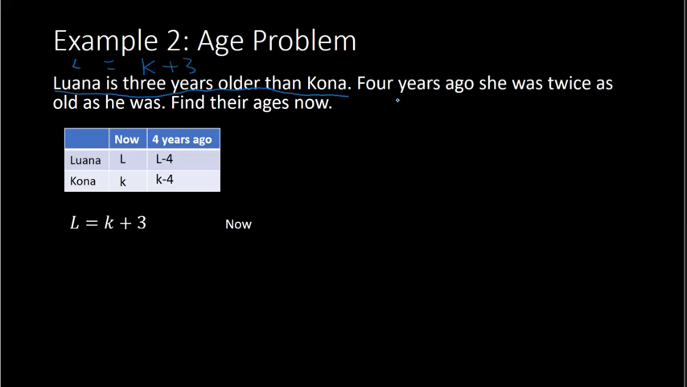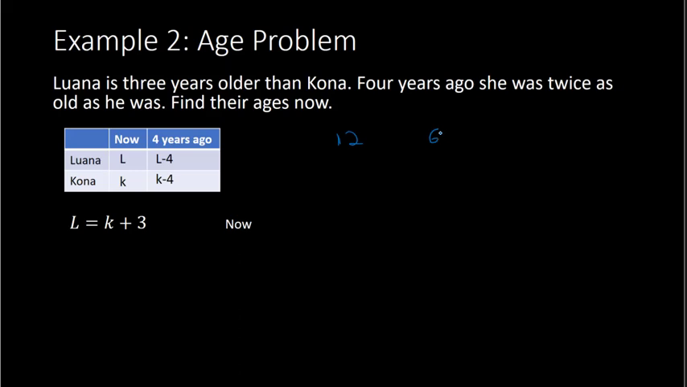Now we have 4 years ago. It says she was twice as old as he was. So looking at their ages 4 years ago, she was twice as old. What that means is that if I multiply Kona's age by 2, that would give me Luana's age. So for example, let's say Luana's age is 12 and Kona's age is 6.